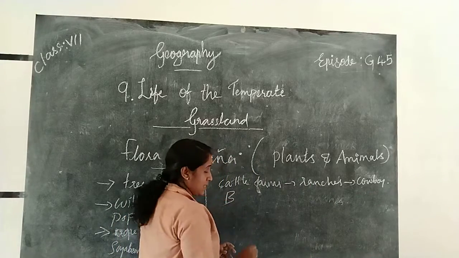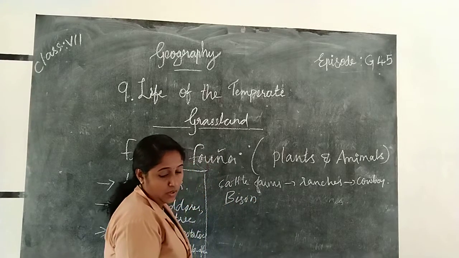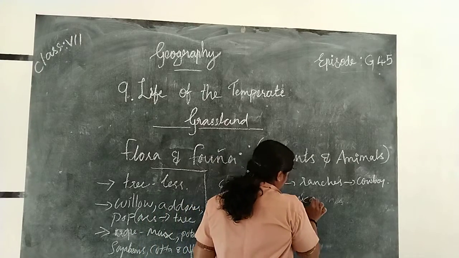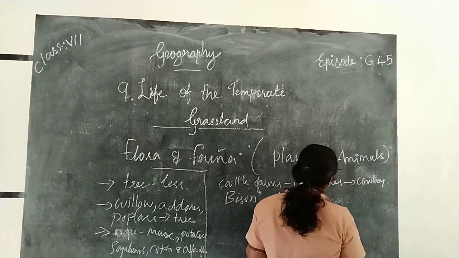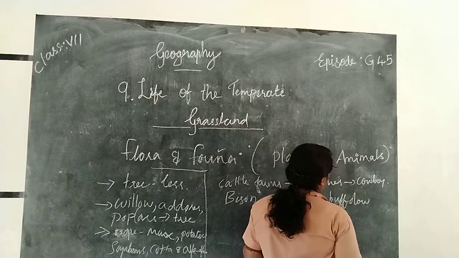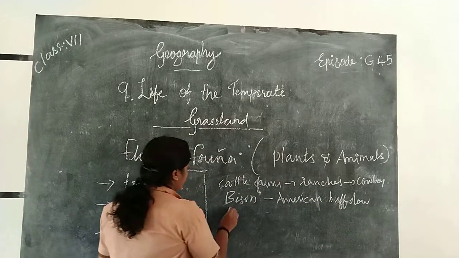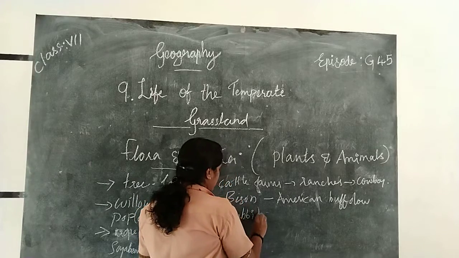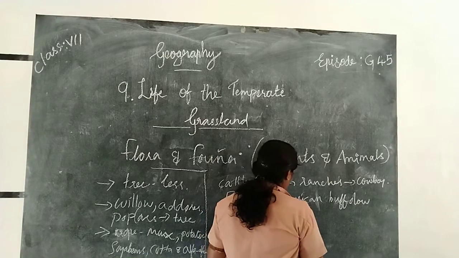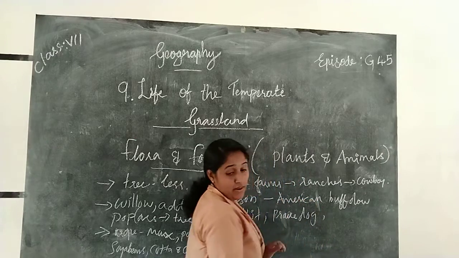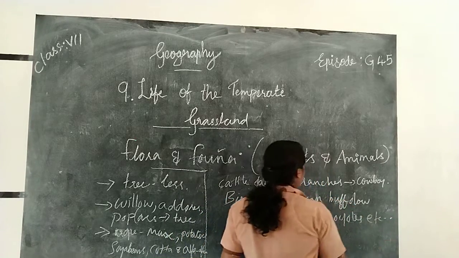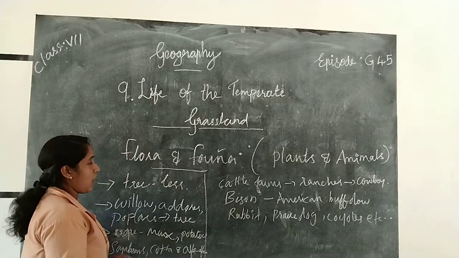Bison, or the animal known as the American buffalo, is also one of the most important animals in the prairie region. We also find different kinds of animals like rabbits, prairie dogs, and coyotes. These are the major animals we can find in the prairies region or prairies land.